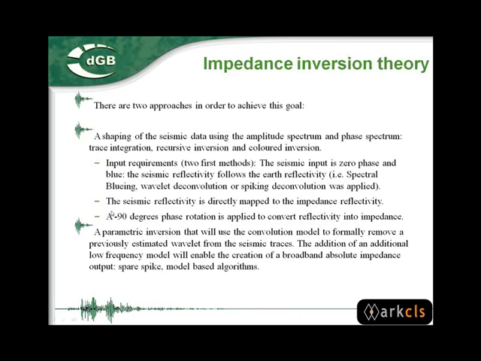The seismic reflectivity is then directly mapped to the impedance reflectivity, and we add a -90° phase rotation in order to convert reflectivities into impedances, relative impedances. A parametric inversion will use the convolution model to formally remove a previously estimated wavelet from seismic traces. The addition of an additional low frequency model enables the creation of a broadband absolute impedance output. These are specific methods or model-based algorithms.